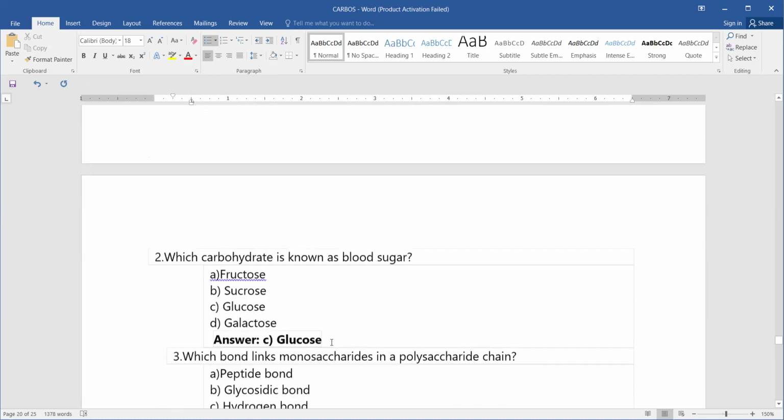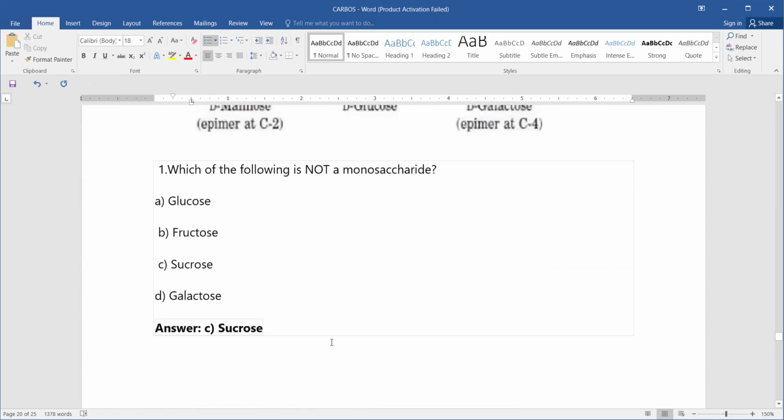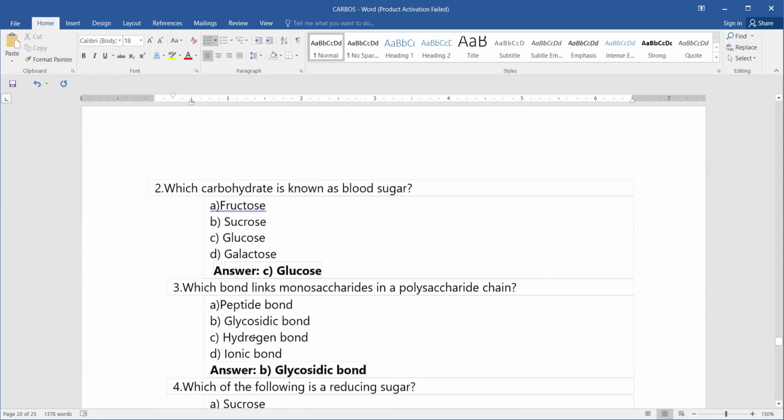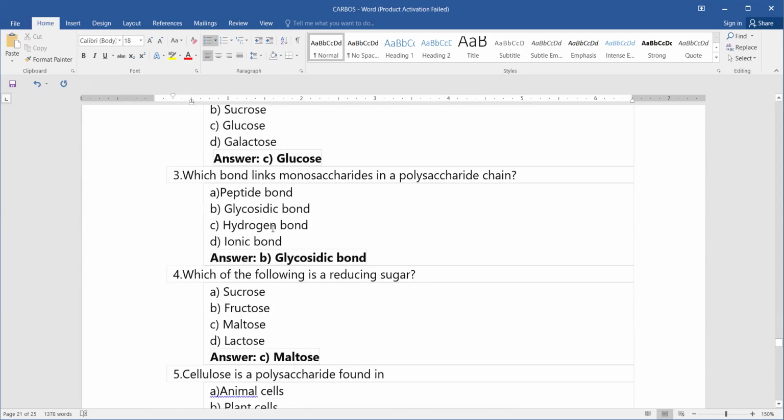So let's see some of the questions. Easy questions. Which of the following is not a monosaccharide? Glucose is a monosaccharide, fructose is a monosaccharide, sucrose is not a monosaccharide. So the answer is sucrose. Which carbohydrate is known as blood sugar? That is glucose. Which bond is present between two monosaccharides in a polysaccharide? Glycosidic bond.